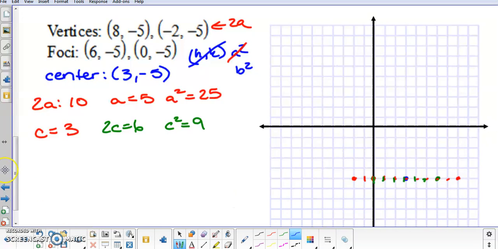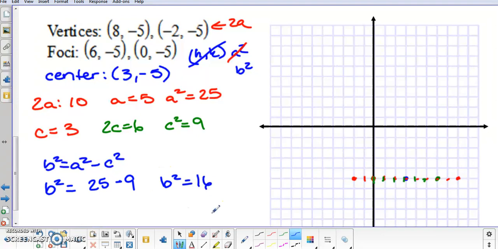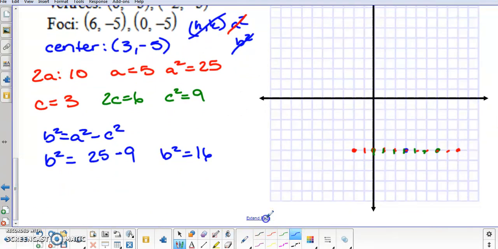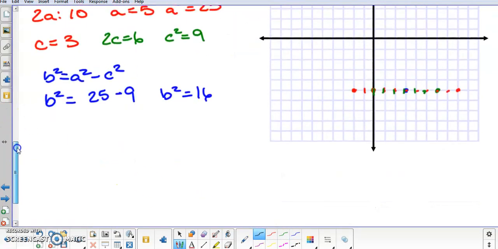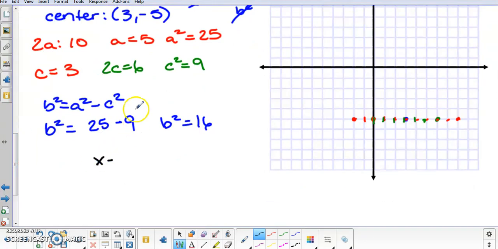All right. So now we're going to use that equation that we had earlier, where b squared equals a squared minus c squared. And I'm going to plug this information in. So if I've got b squared equals 25 minus 9, that gives me b squared equals 16. So now I've got all the information I need for my equation. So x minus h, so 3, squared, plus y minus k, negative 5, so plus 5, squared, equals 1.